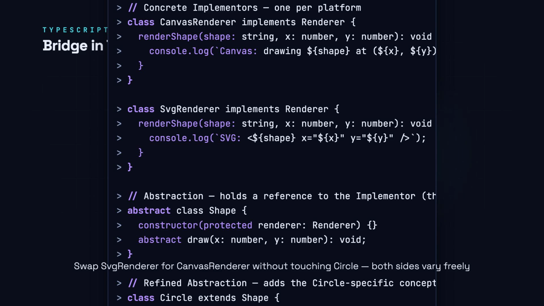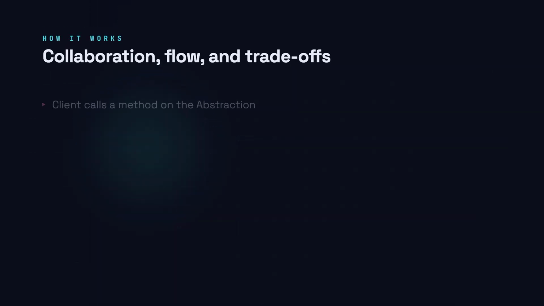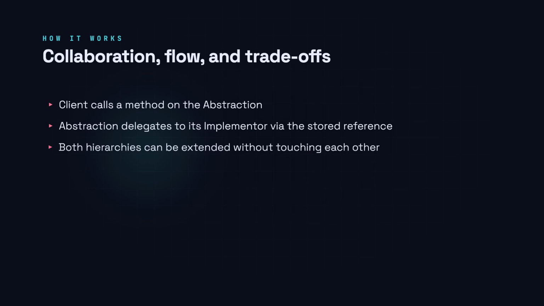Circle is the refined abstraction. Its draw method simply calls this.renderer.renderShape, delegating all platform knowledge down to whichever implementer was injected. Finally, the client creates a Circle and passes in an SVGRenderer at construction time. To switch platforms you pass CanvasRenderer instead. Circle never changes, and neither renderer implementation knows anything about Circle. At runtime, the client only ever speaks to the abstraction.